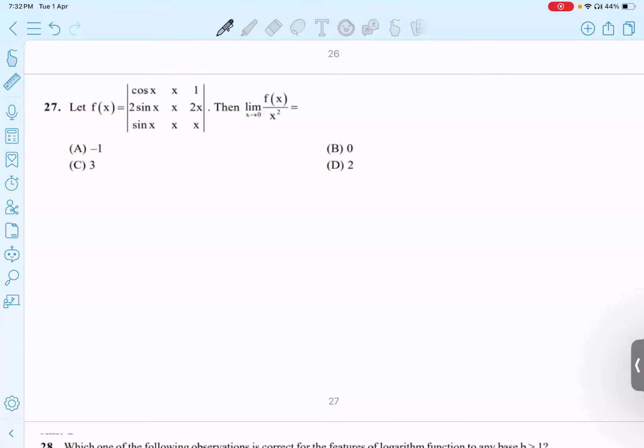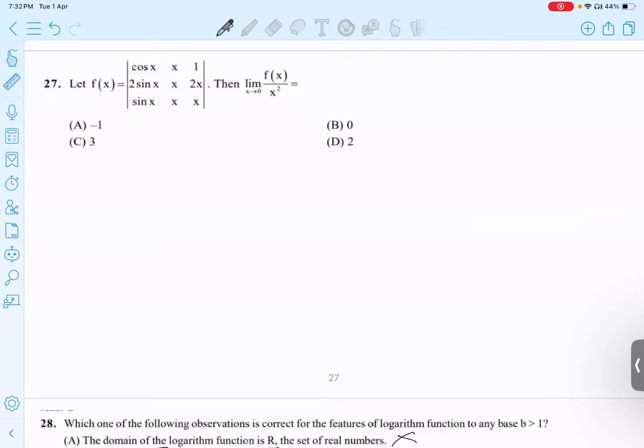Matrices and determinants. You will get 5 to 6 questions based on matrices and determinants. See, I understand this is a lengthy question, but those who know how to solve the determinant can easily simplify this. Yes, quickly we'll start with this.